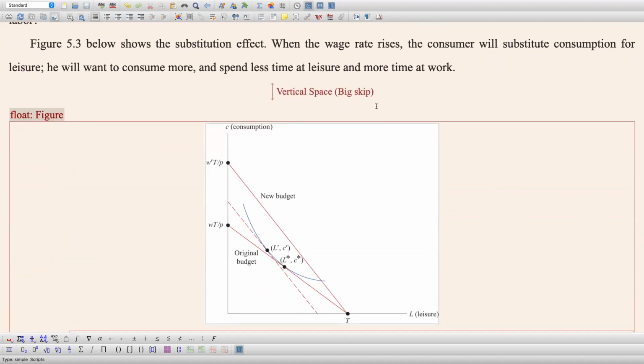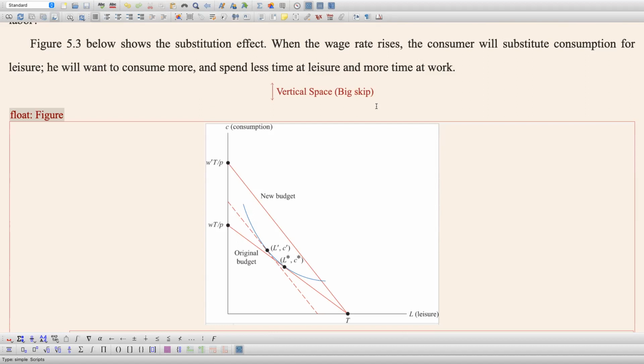Okay, so the first thing we're going to see graphically, and again, we can do this also in the Cobb-Douglas that we were also dealing with in the case study, is this substitution effect. As the wage rises, the consumer will substitute consumption for leisure. This person will want to consume more and spend less time at leisure, more time at work.